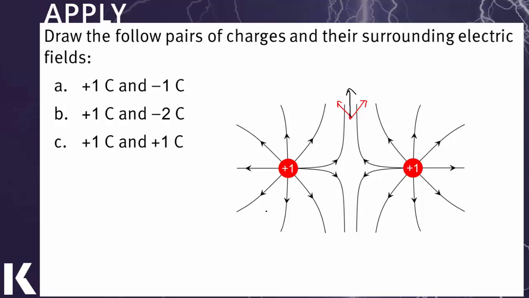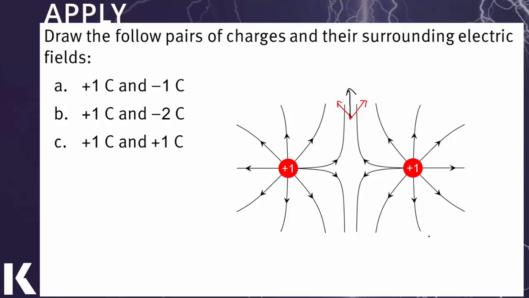But you want to remember that if you have two of the same charges, they will produce a combined field that does not connect because field lines cannot cross each other. And if you have two of the opposite charges, you will produce a field where at least some of the lines connect one charge to the other.